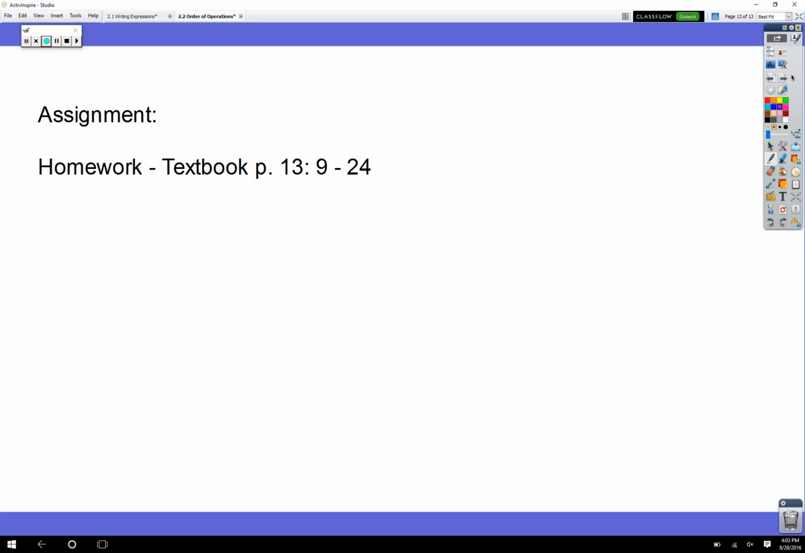Okay, your assignment, and the assignment is the same for everyone in both groups this time. It's textbook, page 13, 9 through 24. That may be modified a little bit depending on your class, so you'll want to check on your class page or check with your classmates to see exactly what homework was given in class.